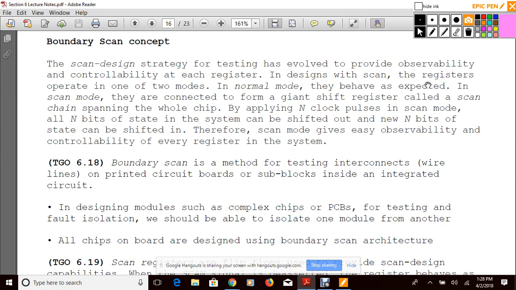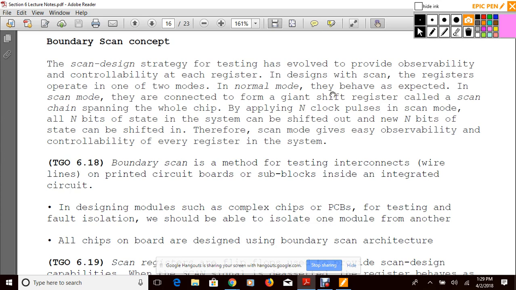In the scan design, we have registers around the boundary to monitor the current state. The registers operate in one of two modes. In normal mode, they behave as expected, so they're just propagating everything through. But in scan mode, they are connected to form a giant shift register or scan chain spanning the entire chip. By applying n clock pulses in scan mode, all n bits of the state of the system can be shifted out and a new set of n bits can be shifted in. Therefore, scan mode gives easy observability and controllability of every register in the system.